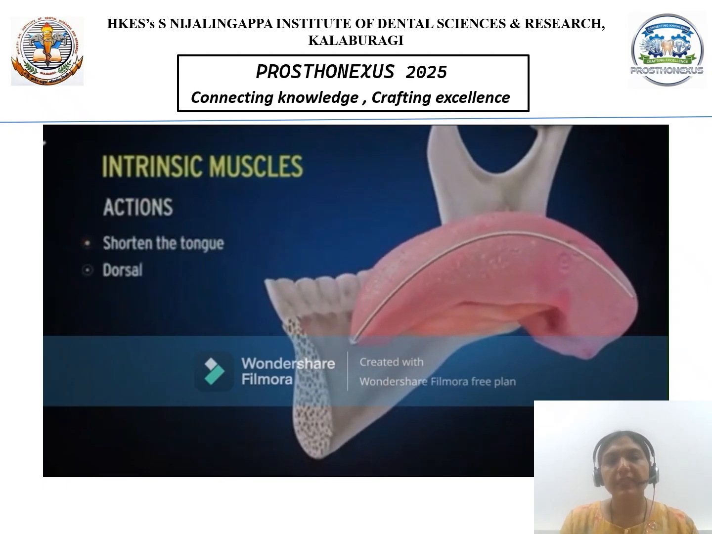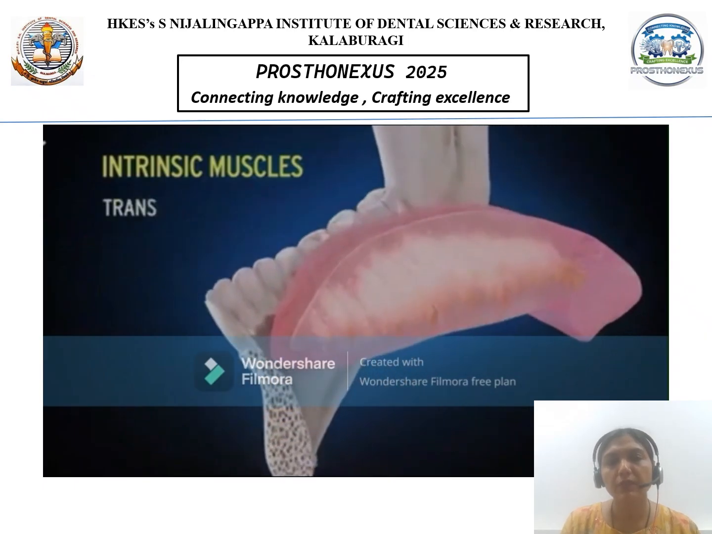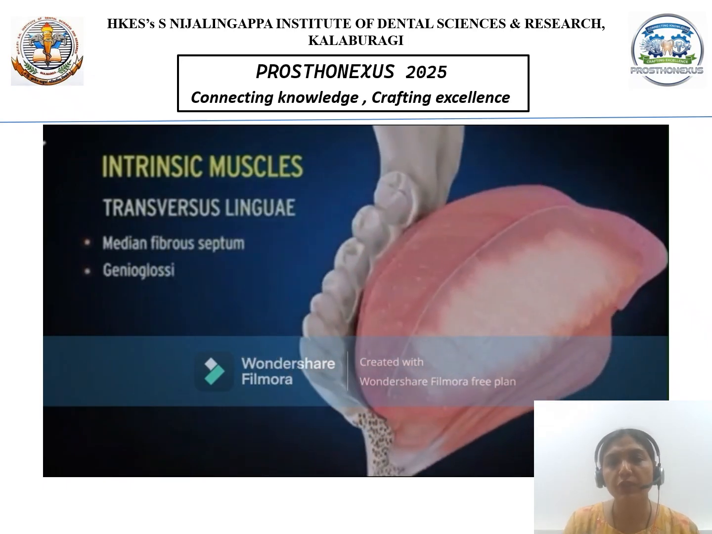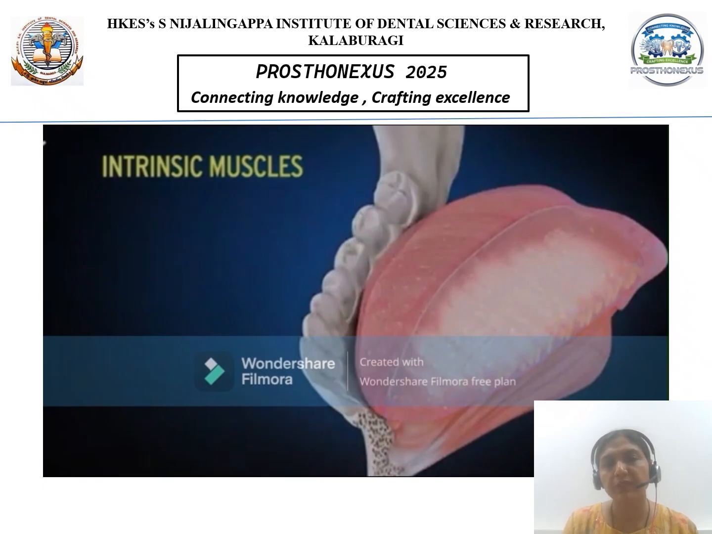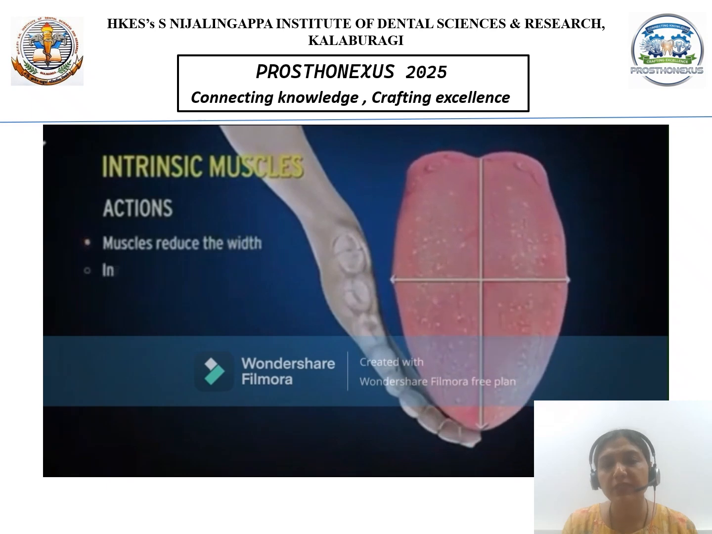So as you can see, it narrows and shortens the tongue, and also it's the reverse function of your superior constrictor. Now we have transverse. You can see the muscle fibers over here. They are more horizontal in direction. The transverse fibers which are present. So what is the action? It basically reduces the width of the tongue.